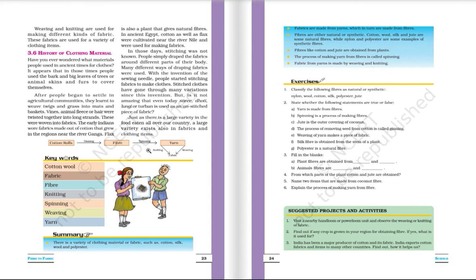Now this is a small diagram which shows cotton bolls are converted into fiber through the process of ginning or combing. We just comb them to get the seeds out. That's a different process. After combing, we do ginning so that we can convert it into fiber. Then we spin it to make yarn, and then through weaving and knitting, we can make it into a fabric. So the keywords of this chapter are cotton, cotton wool, fabric, fiber, knitting, spinning, weaving, and yarn.